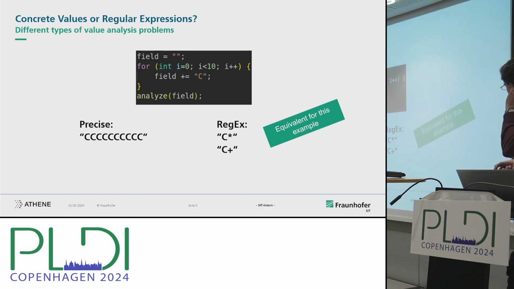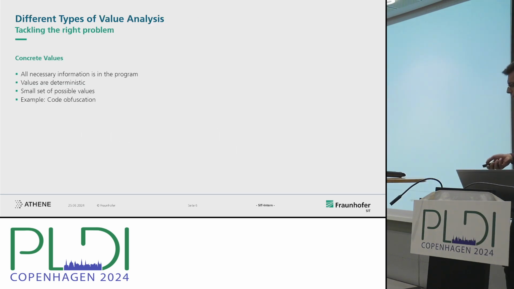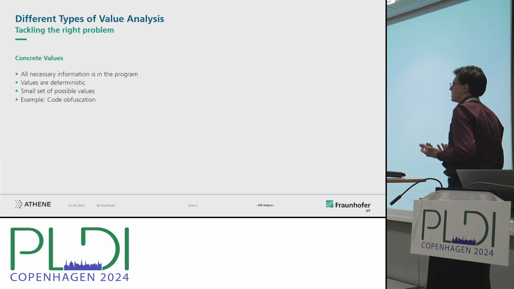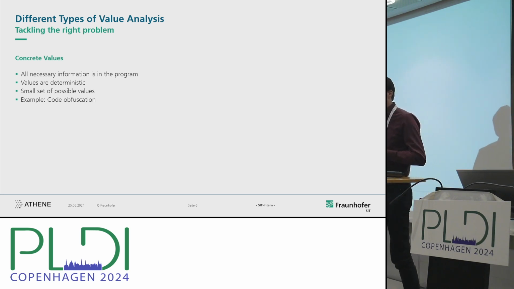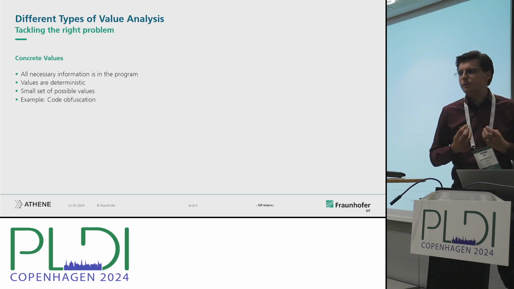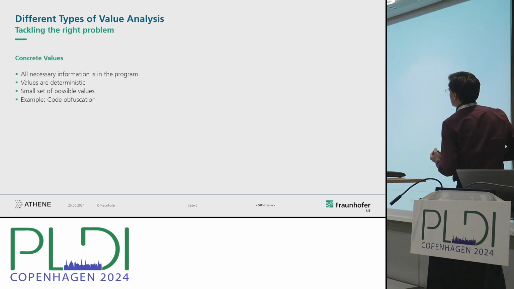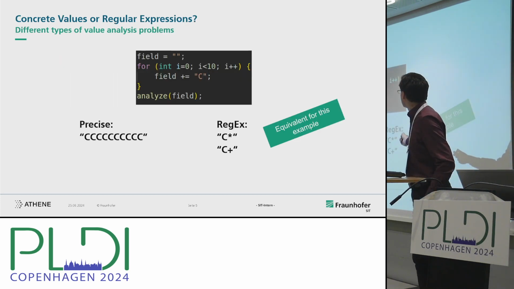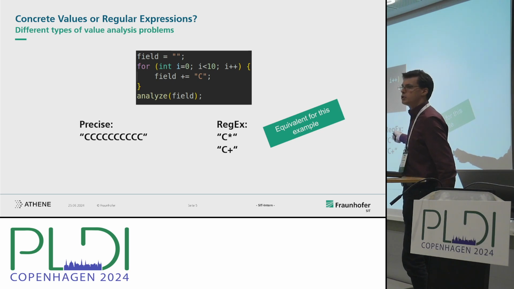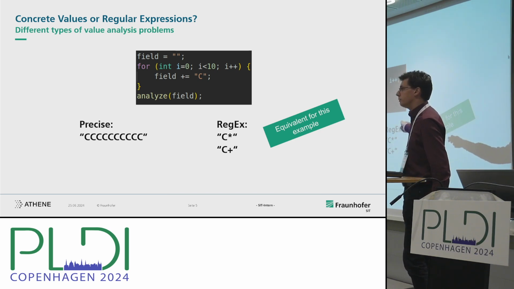And for this example, this is pretty much equivalent aside from the length, but it really depends on your use case what you have. So when we're talking about concrete value analysis, and this is what the benchmark suite I'll present in a minute is about, we're talking about all the necessary information in the program. So for example, if we did not know how often this loop runs here, then this would probably be the best thing we can do. We're not going to get there if we don't know how often we want to repeat C.